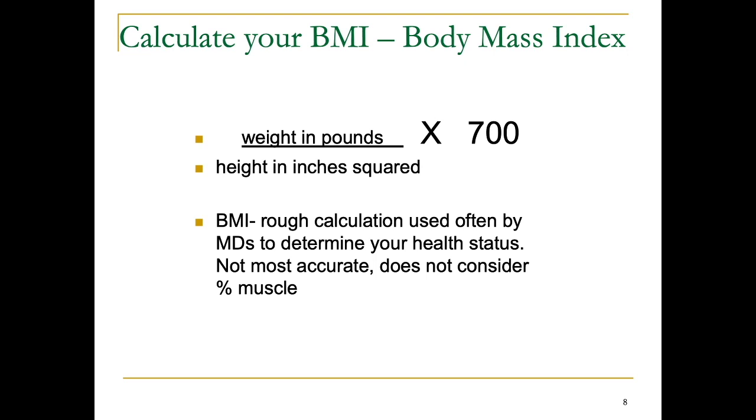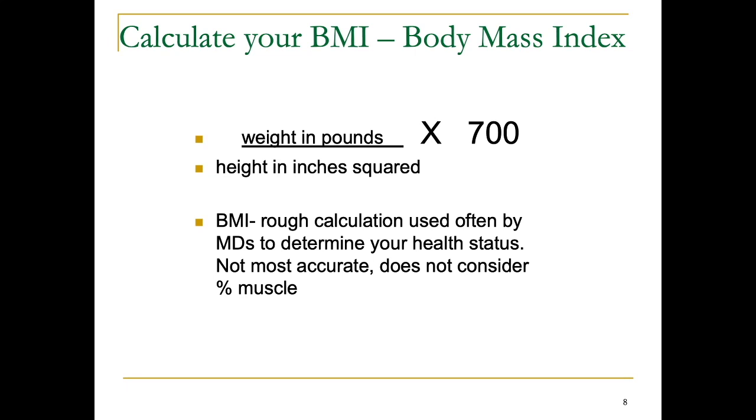Now, the most commonly encountered measure of what we would call body composition, or rather the healthiness of your weight, is with something called body mass index, or BMI. This is simply calculated as your weight in pounds divided by your height in inches squared times 700. And this is a rough indication of your health status.